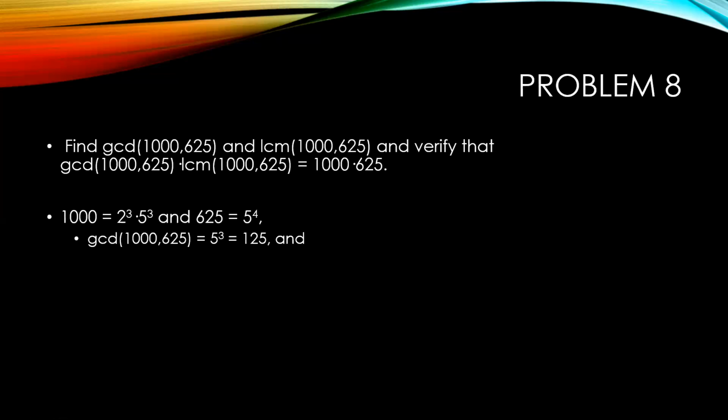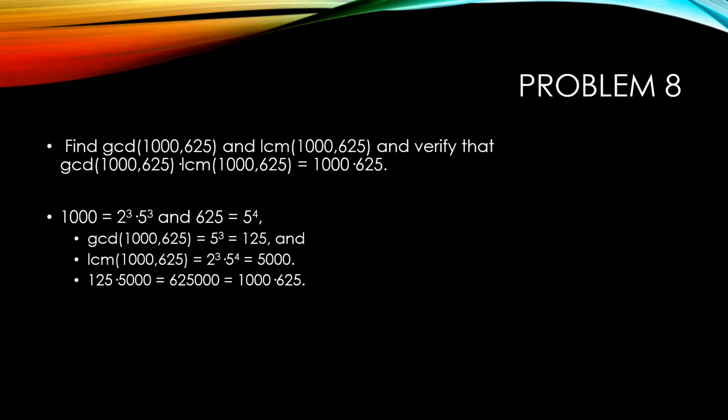And for the LCM, again, get the highest exponents, which is 2 cubed and 5 raised to 4. The result is 5000. Then multiply these two. Is it equivalent to 1000 times 625? Yes, they yield the same product, 625,000. So therefore, this theorem, if you still remember, is correct.